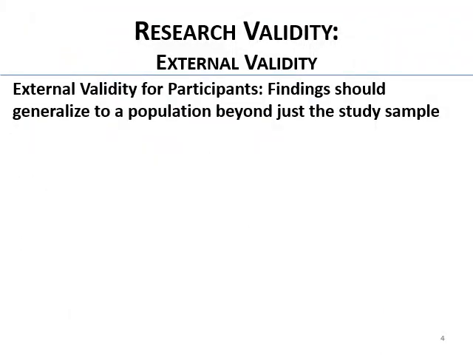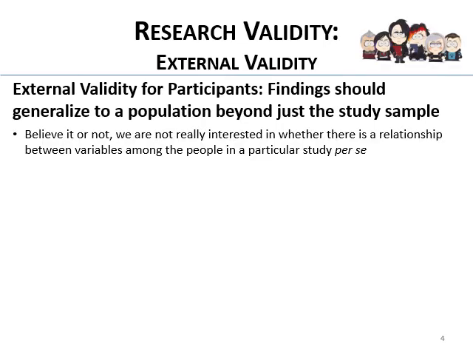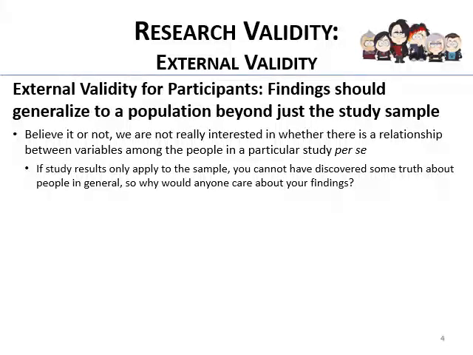So external validity with regard to participants is when your findings should generalize to a population beyond just your study sample. So believe it or not, we're not really interested in whether there's a relationship between the variables in just the people in your study per se, right? It's great and all that there's a relationship in your sample, but we're trying to identify things that are going on in the larger population of humans, right? So if your study results only apply to the sample, you obviously did not discover some sort of deep truth about people in general, so why should anyone care?